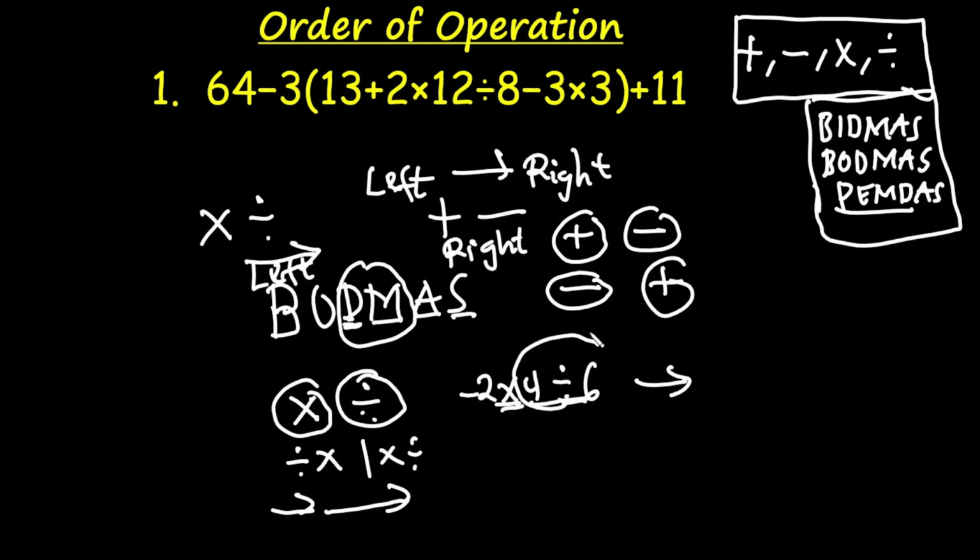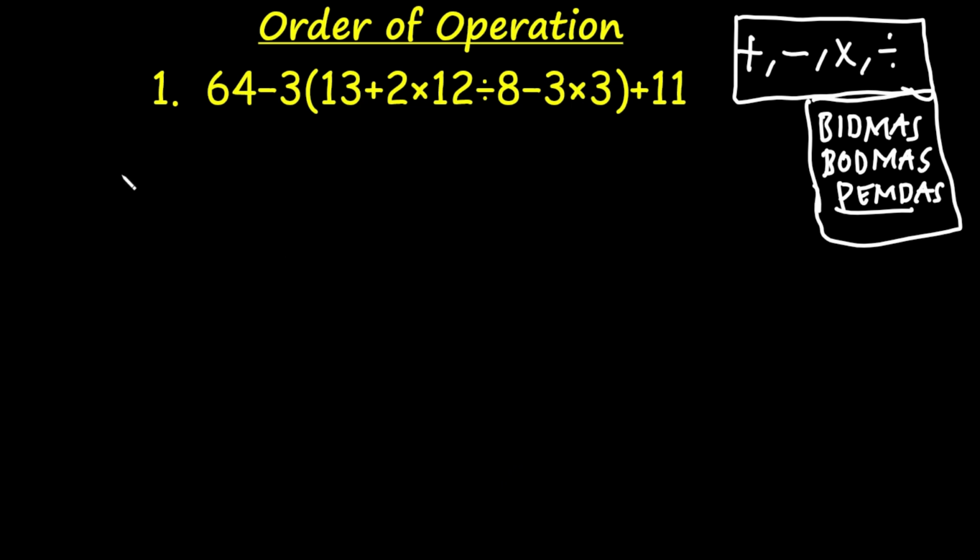So now, knowing that the order is from the left to the right, let's go ahead and solve this question. The first one we have is 64 minus 3, all into bracket 13 plus 2 times 12 divided by 8 minus 3 times 3. Now let's consider each one of these acronyms. Here the B stands for bracket, and the P stands for parentheses. Whenever we have the bracket or the parentheses, you need to deal with the bracket first, so we deal with everything inside the bracket, and then after that we can move on.